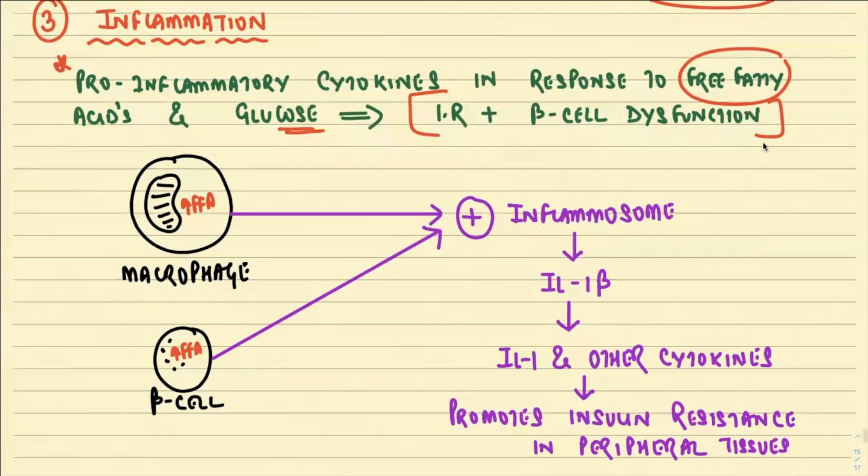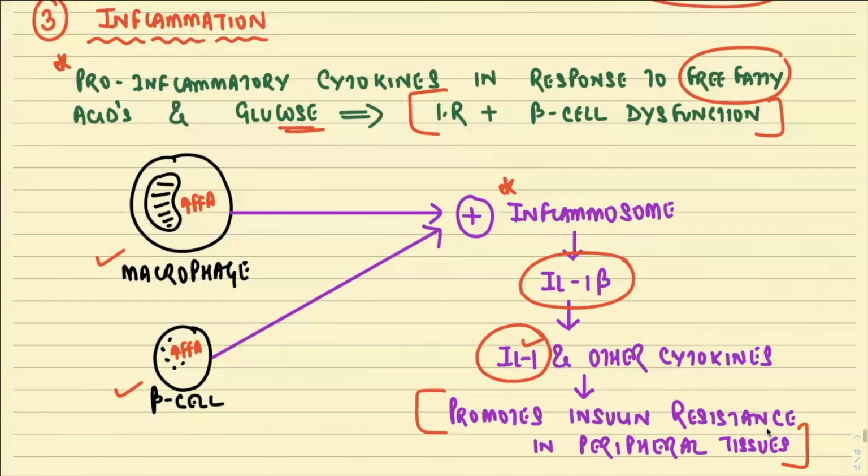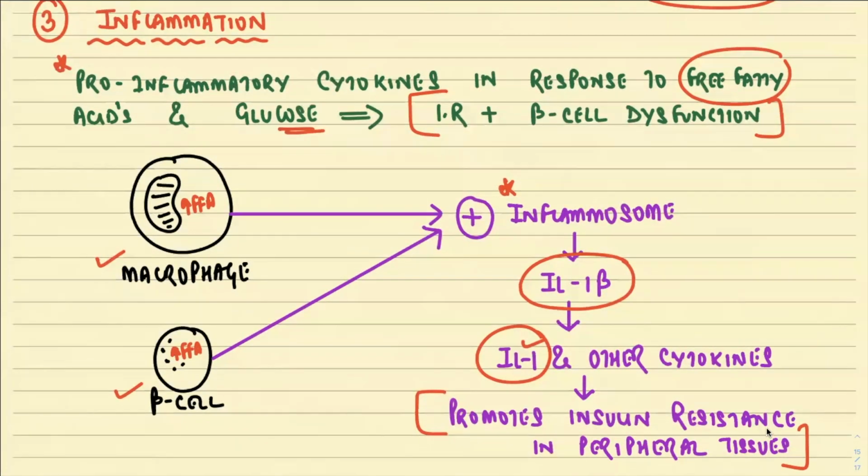How does this happen? So, for example, increased free fatty acids in the circulation are taken up by the macrophages and the beta cells, and they stimulate the formation of inflammasome, which is going to activate interleukin-1 beta, leading to release of several cytokines, especially interleukin-1, which is going to directly promote insulin resistance in the peripheral tissues. So this is how obesity via inflammation is causing insulin resistance.